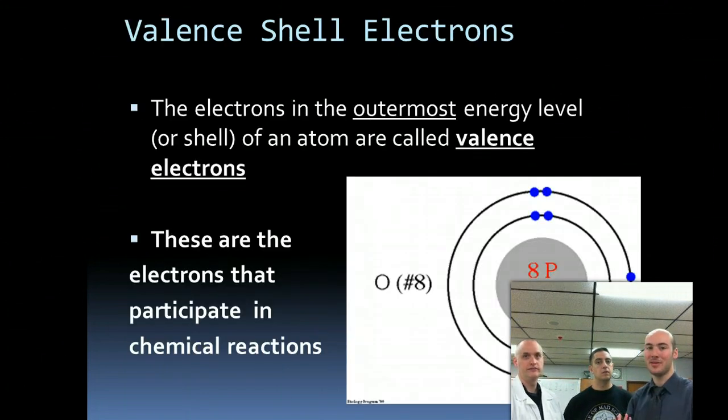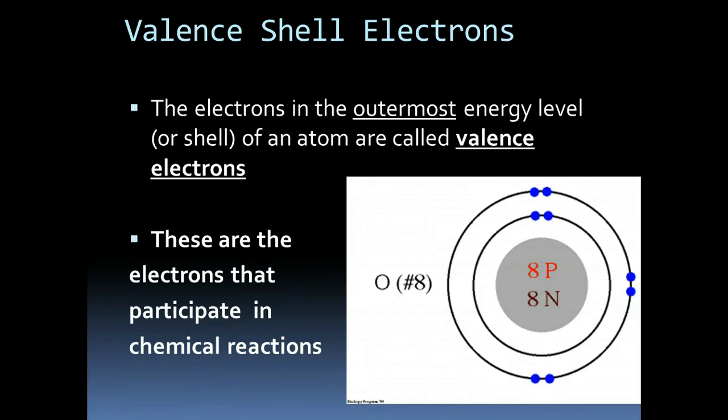One of the first things you have to know to be able to draw Bohr models, or even just to know where things are located, is that you have all these different electrons, and there's a certain set of electrons in every atom that are a little bit more important than the other ones. Those are the outermost ones, which are called valence shell electrons.